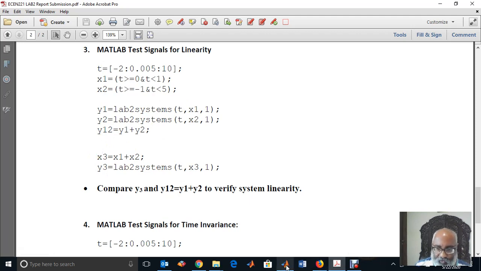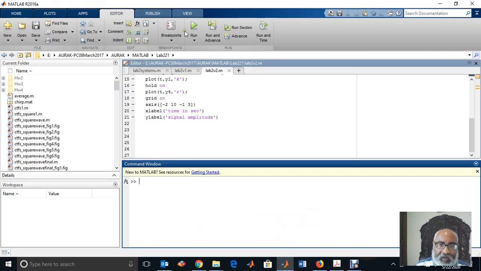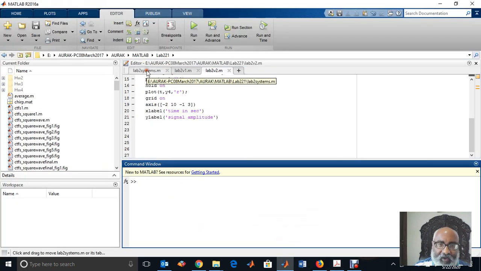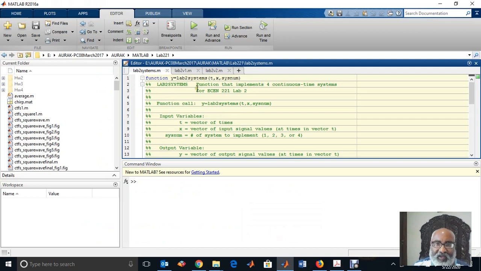Okay, let's go to MATLAB and let's see this process. Okay, first of all, let me explain lab2systems. This is a function. What does it do? First of all, this is a function because it's defined by the keyword function, and I have an output y. The name of the function is lab2systems. As you see, the file name is lab2systems. And it will have inputs time t and x. We have to input the time vector and x, the input signal, and we have to input the system number. The system number should be 1, 2, 3, or 4.